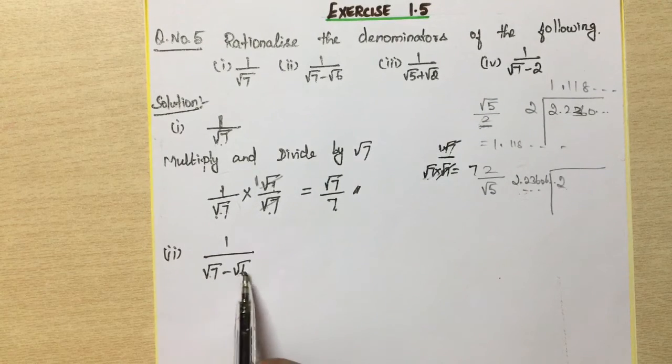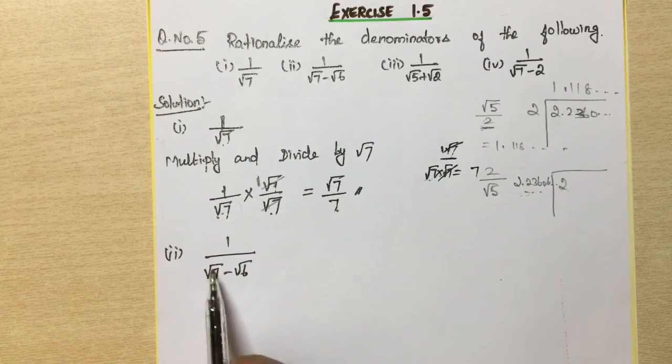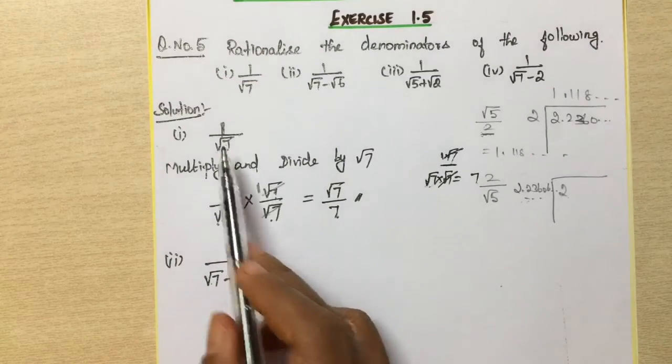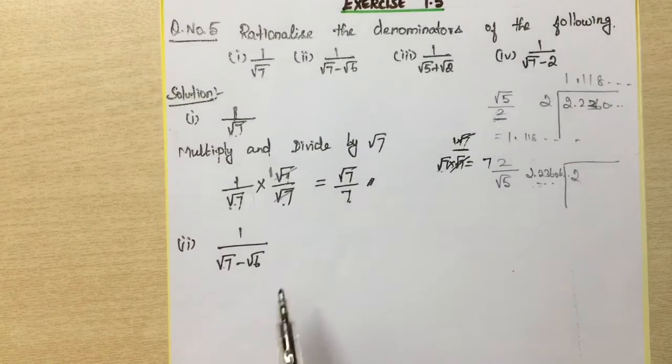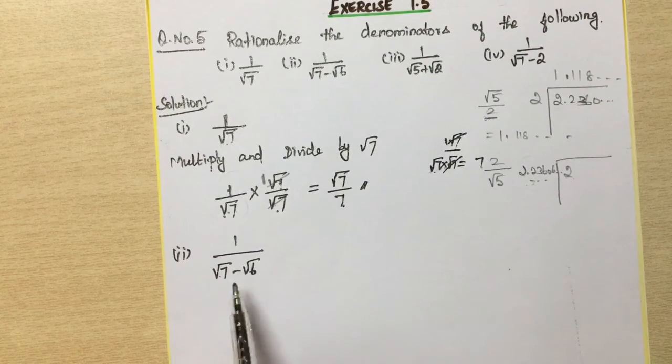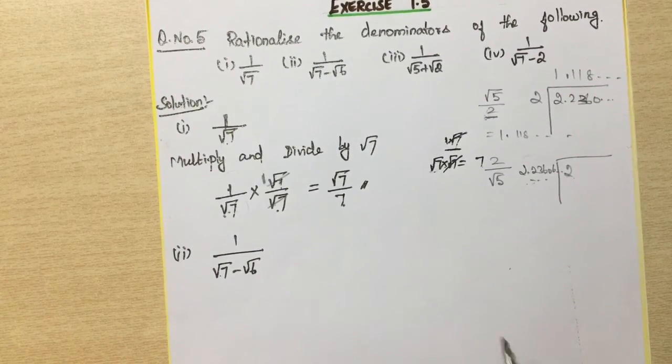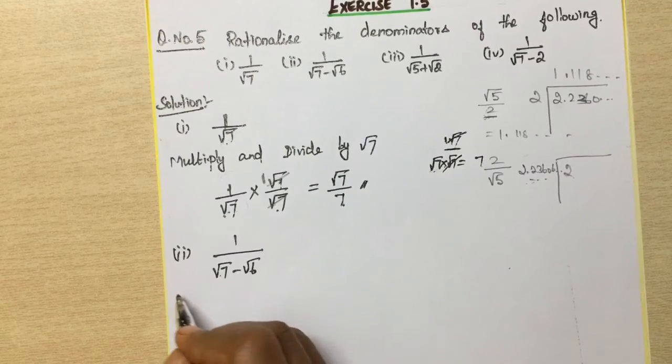The second subdivision is 1 by root 7 minus root 6. As you can see, this is a binomial. So root 7 minus root 6. Instead of this, the pattern is different. So in this case, what do we have to do? We have to use algebraic identities. First step, multiply and divide by its conjugate. So I'll explain what.